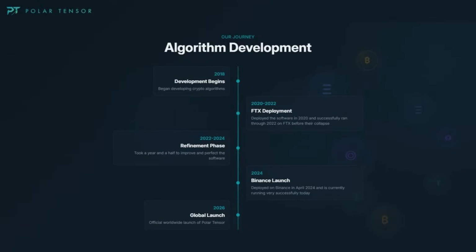In April of 2024, Polar One was officially relaunched and deployed on Binance, the largest and most secure crypto exchange in the world. Polar One integrates directly with Binance, enabling real-time trade execution, AI-powered market analysis, and institutional-grade performance. Today, the software continues to deliver stable and consistent results, and we are proud to announce that Polar One is officially available to users worldwide. Let's take a closer look at how it works.